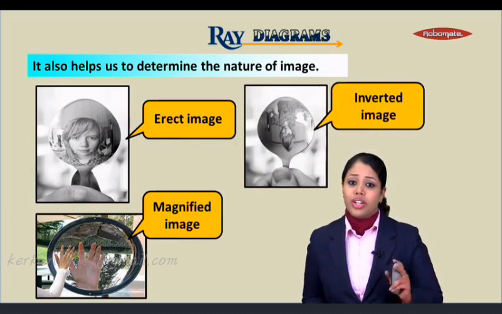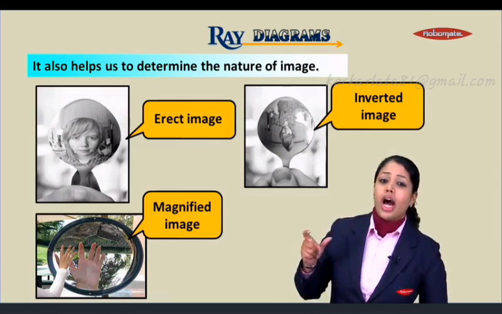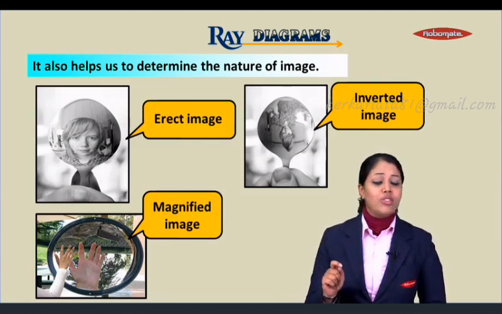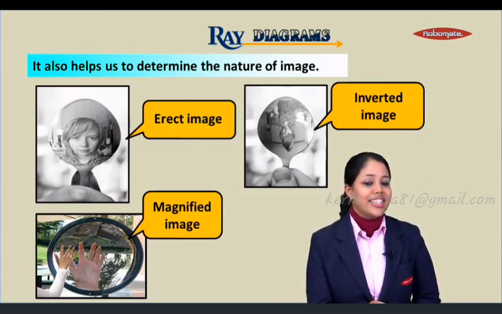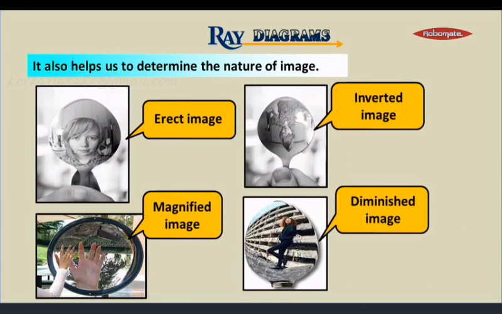What do you mean by the word inverted? In simple terms, it is ulta image, right? Or I can say upside down. So if you get an image which is upside down, then you call it an inverted image. Finally, you have diminished image. Diminished means if the image is smaller in size than the object, then you will call it a diminished image. So we have four types of nature, that is erect, magnified, inverted and diminished.